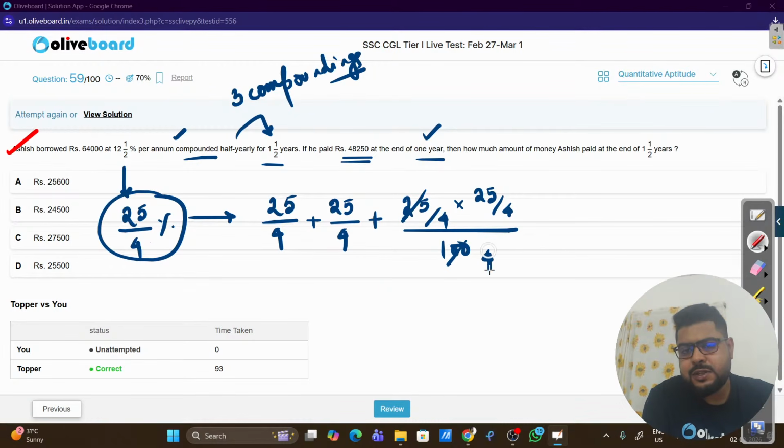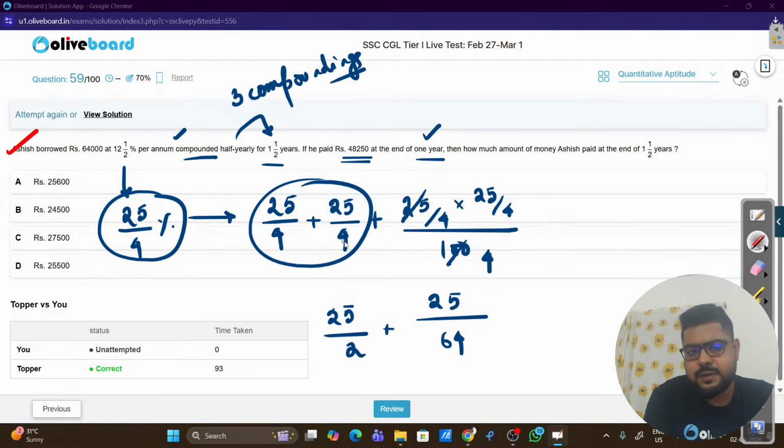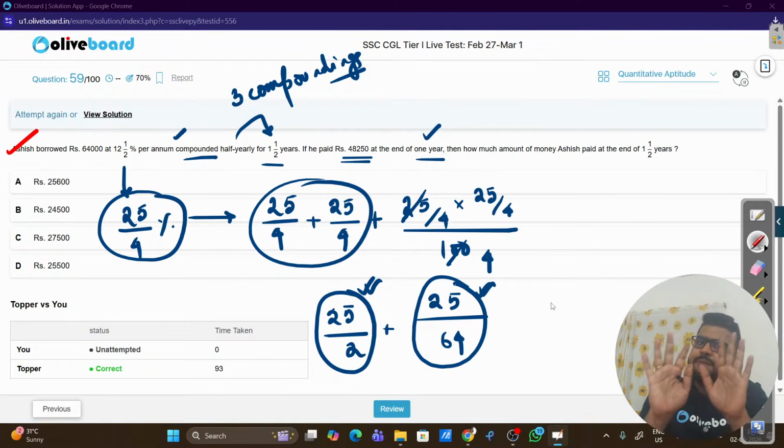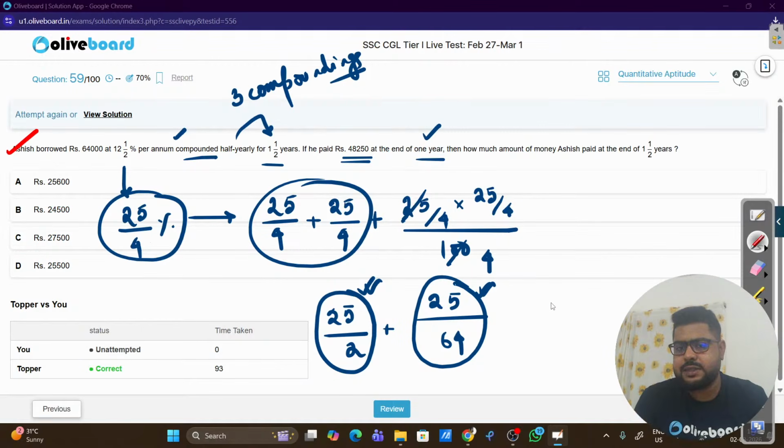25 into 25, and this is 4 into 4 into 100, so this is 25 by 64. Right? This is going to give us a little trouble. And this is 25 by 2, this part, sir. That means this is 12.5%, and this is the extra percentage. Again, keep this extra. Please do not do anything about this.